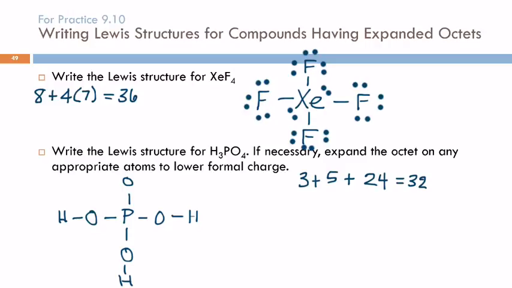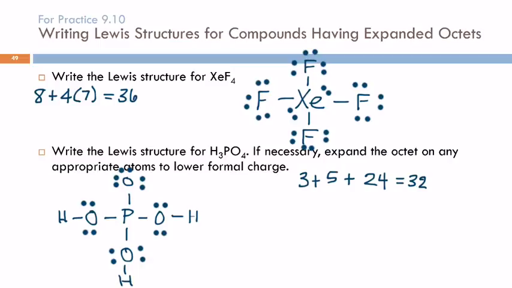So we're counting to 32. 2, 4, 6, 8, 10, 12, 14, 16, 18, 20, 22, 24, 26, 28, 30, 32. Awesome. Looks good, doesn't it?